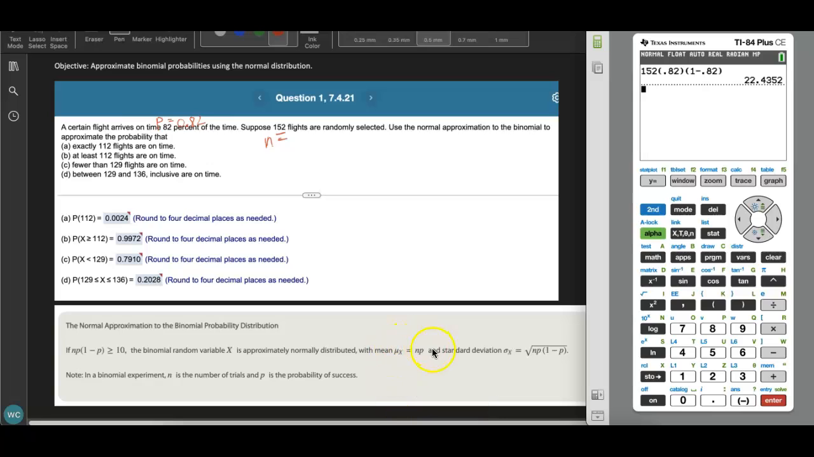So the next thing we want to do is find the mean. The mean is defined as N times P. So N times P. This is the mean, 124.64. And the standard deviation is the square root of NP times 1 minus P. But notice that's the same thing that we just had to do as the condition to use this normal approximation. So we're going to take the square root of either this or this. It really doesn't matter which one you choose, I guess. And that is the standard deviation. So let's make note of those two values.